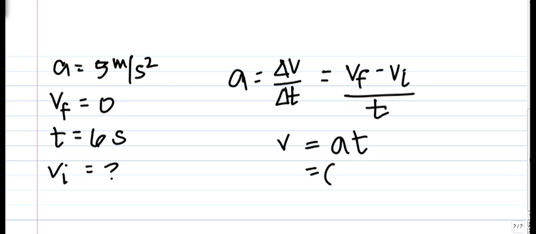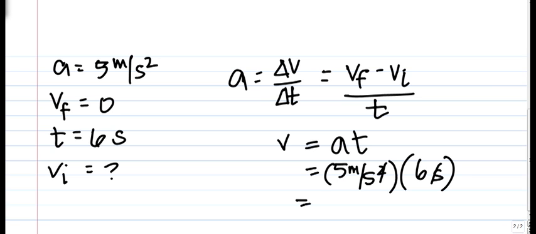So that means initially 5 meters per second squared was our acceleration, times our time of 6 seconds. My seconds cross-cancel one of my seconds in the denominator. So 5 times 6 is 30, and I'm left with the units of meters per second as my initial velocity right before I slammed on my brakes.